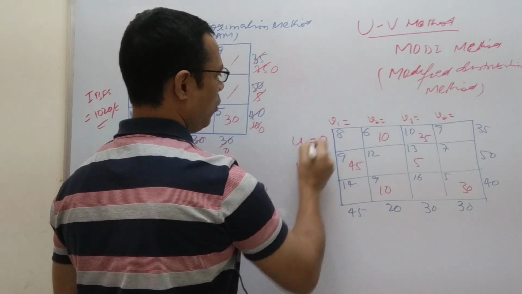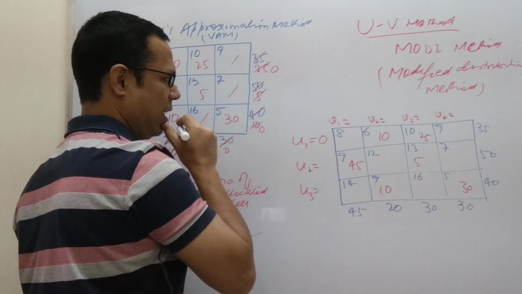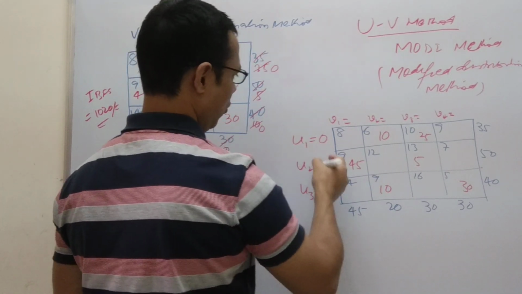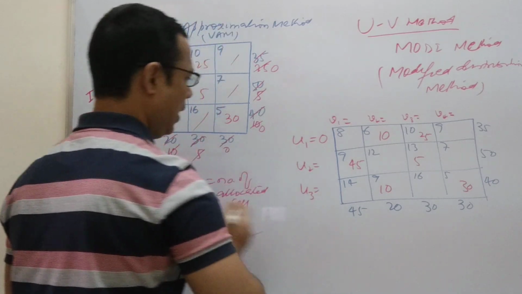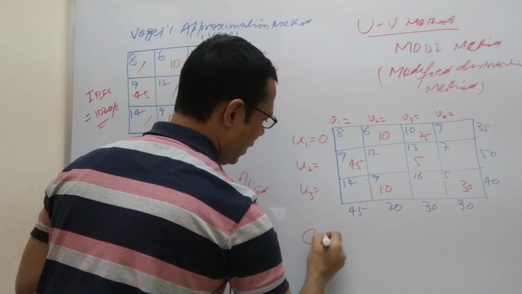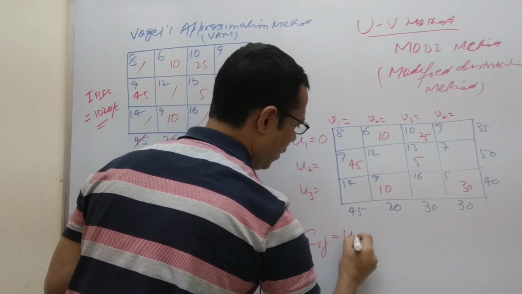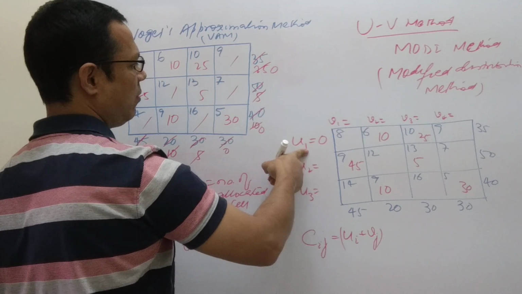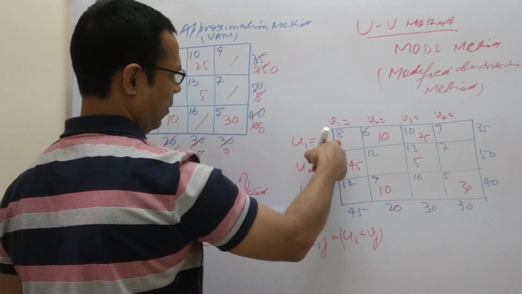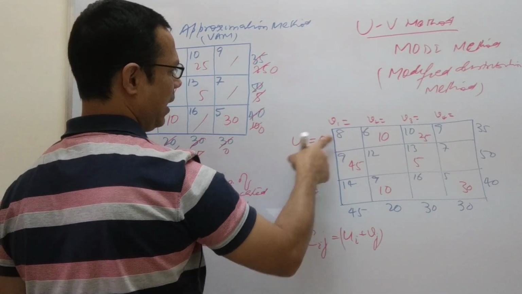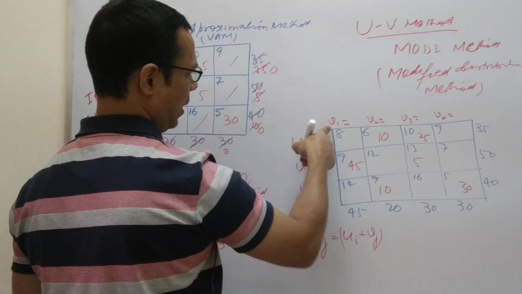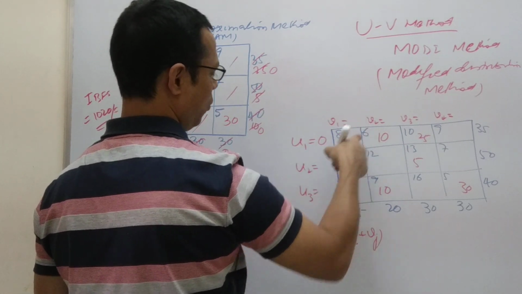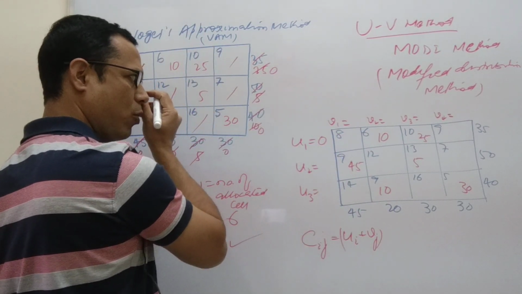Initially we need to put u1 as 0. That is the fixed one. Here we cannot make any changes. Once you put u1 as 0, there is a formula. The formula is Cij is equal to ui plus vj. Suppose this one is u1, this one is v1, this one is c11: u1, v1, c11. Cij is equal to ui plus vj. Like c12, first row second column, is u1 and v2. So it is very simple to go for the calculation.